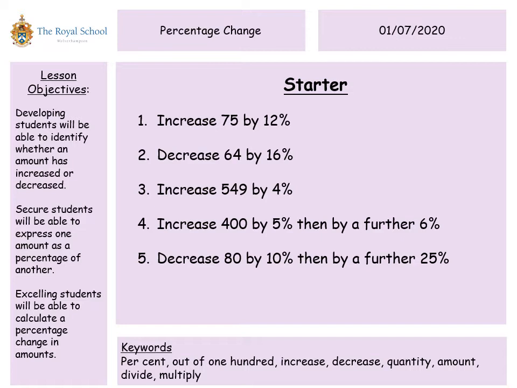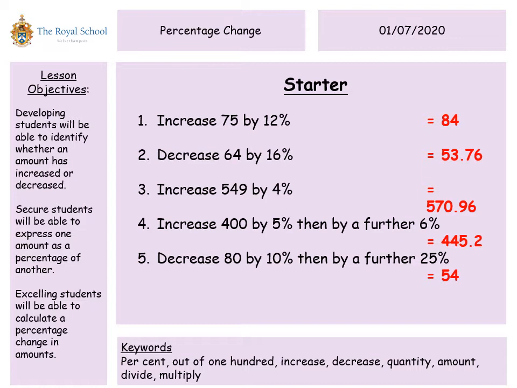So answers then. So number 1, to increase an amount by 12%, you'd end up with 112% of it. So we could do 75 times by 112 over 100, or 75 times by 1.12. And that'll get us the answers as follows. For number 2, that decrease by 16%, well, if you take 16% off something, you'll be left with 84%. So we could do 64 times by 0.84, we'll get straight to our answer.